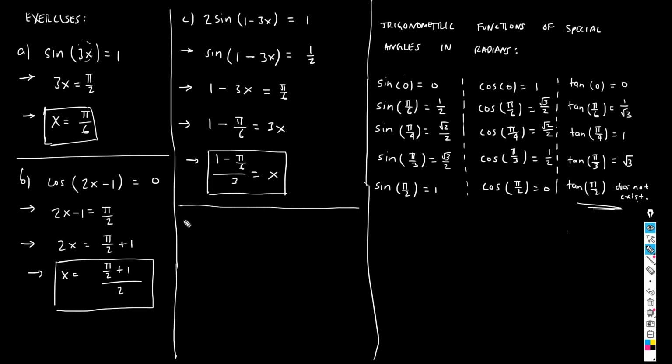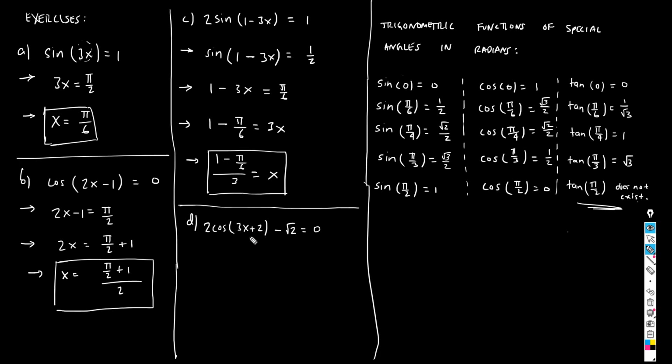Another example. D. We have 2 times the cosine of 3x plus 2 minus the square root of 2 equals 0. Okay, you can make a pause right here and try to solve this one on your own. Pause the video, try to solve this one, and then come back to the video.